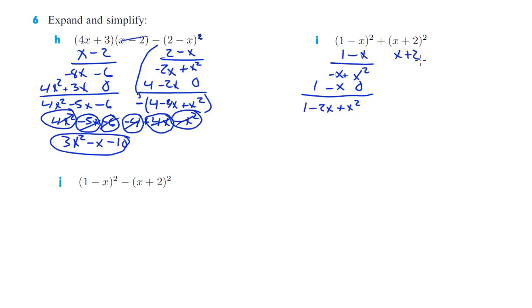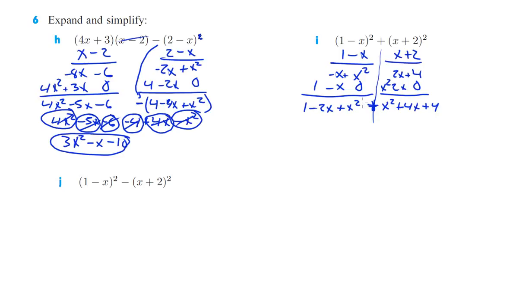And then x plus 2 here. 2 times 2 is 4. 2 times x is 2x. X times 2 is another 2x. And then x times x is x squared. Alright, so this ends up giving us, and there's a big plus here, x squared plus 4x plus 4.